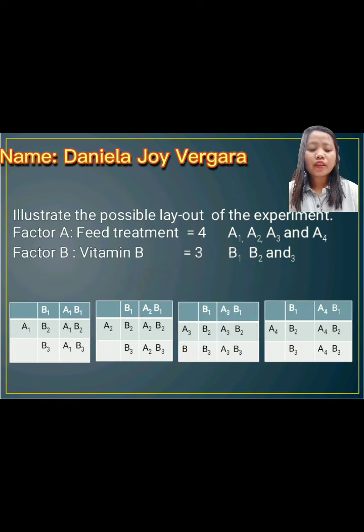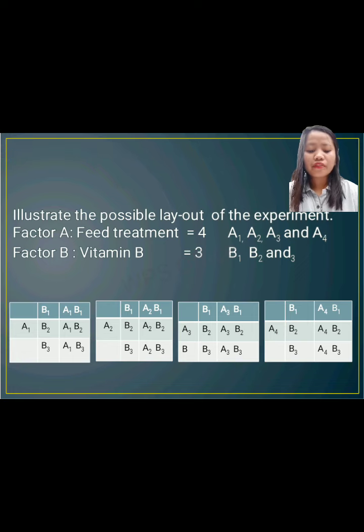Illustrate the possible layout of the experiment. Factor A, feed treatment, equals 4: A1, A2, A3, and A4. Factor B, vitamin B, equals 3: B1, B2, and B3.